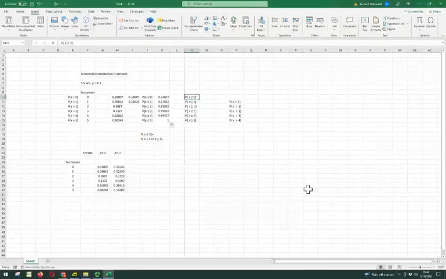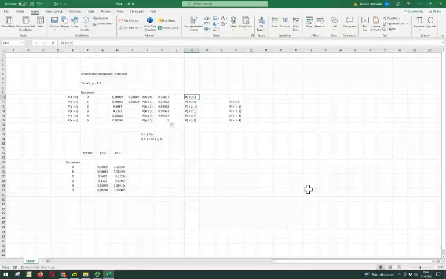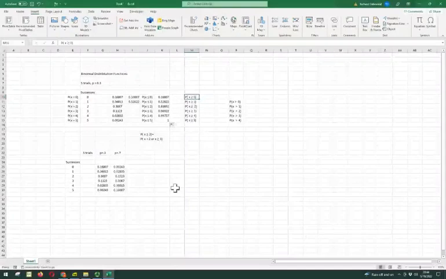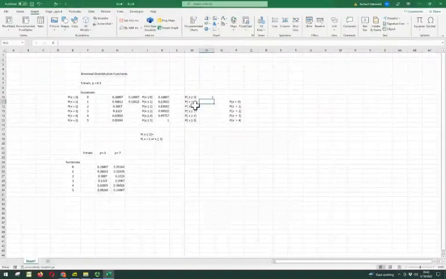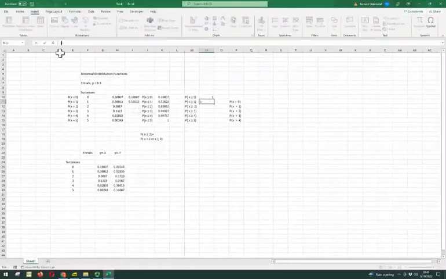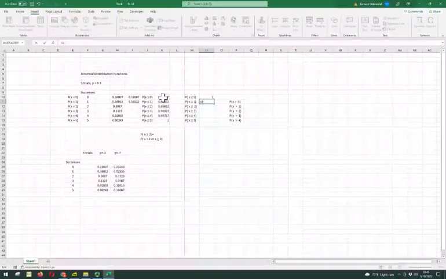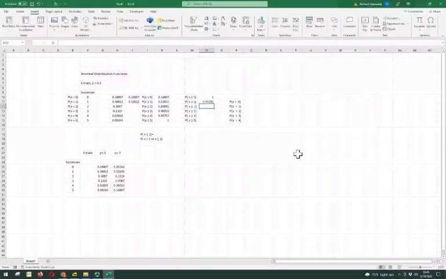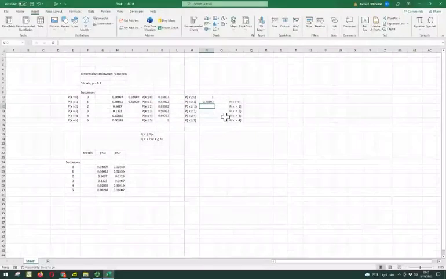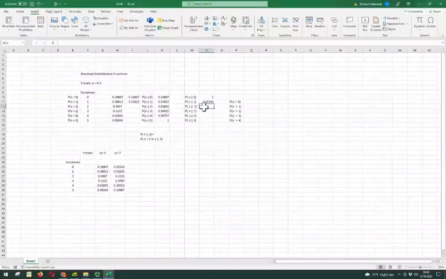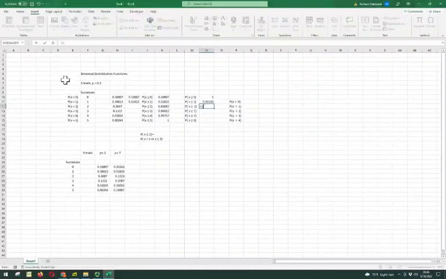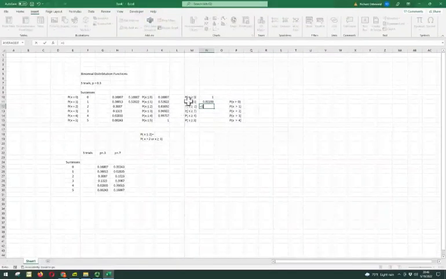Now, on some instances, I want the opposite. I want the probability that x is greater than a value, or is greater than or equal to a value. If I do this, I have to take 1 minus these other commands. If I want the probability of greater than or equal to 1, equals 1 minus the probability of 0 successes, 0.16807, and I get 0.83193.